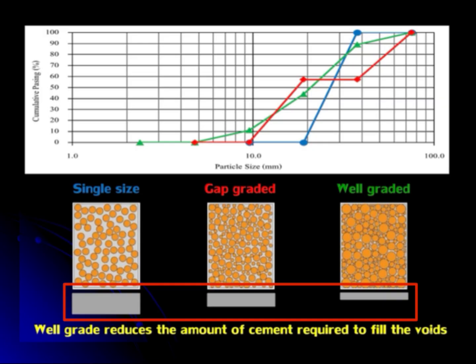It should be noted that the single size gradation, which is the poor gradation, requires more cement paste as compared with others, resulting in higher cost and volume change in concrete. For the well gradation, it requires the lowest cement paste volume.